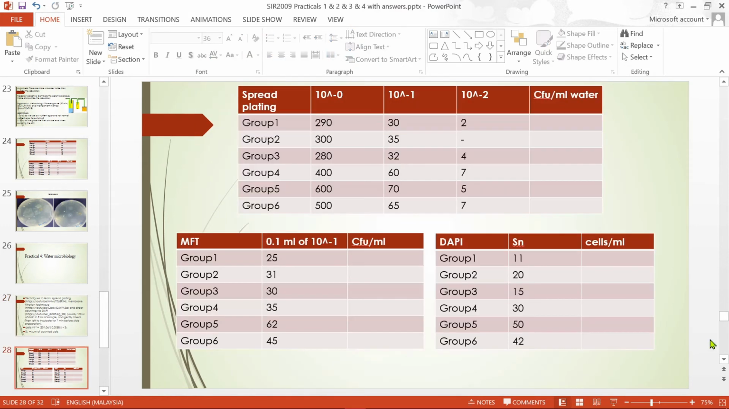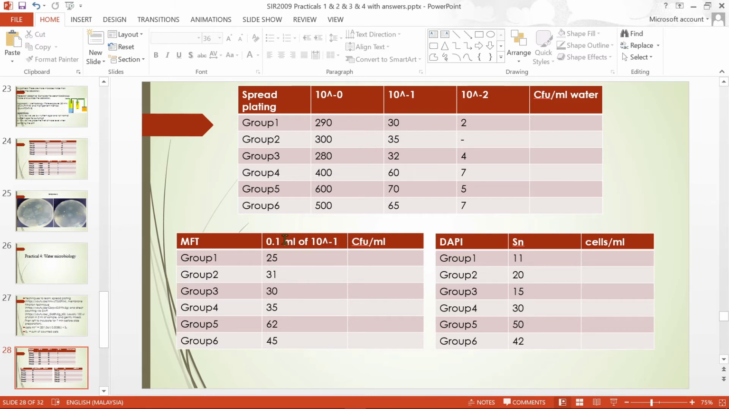So these are the sample results. For spread plating, after carrying out dilutions at 10 power 0, minus 1, minus 2, you obtain CFU counts like this. Calculate the CFU per ml here using the standard guidelines. Then for MFT also, you have your counts here. Calculate the CFU per ml. Please take note that you are filtering 0.1 ml of 10 minus 1 dilution.